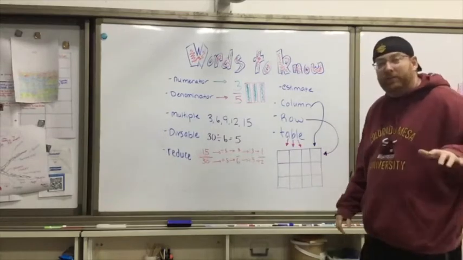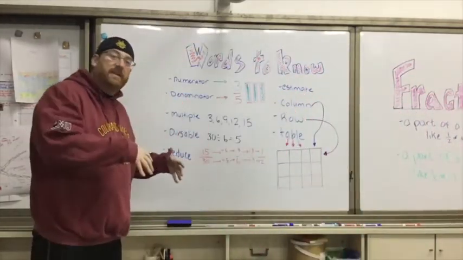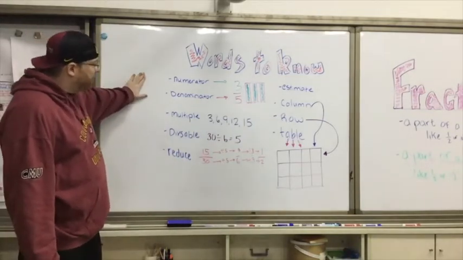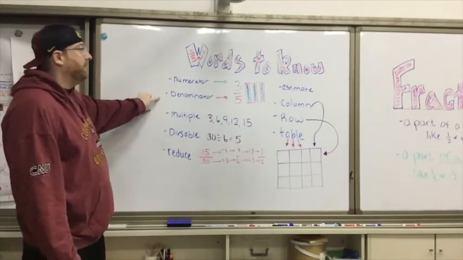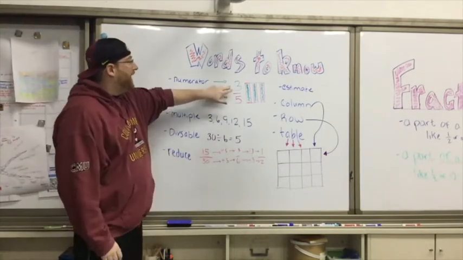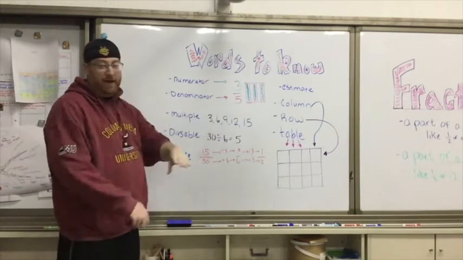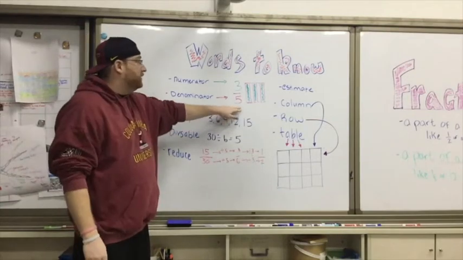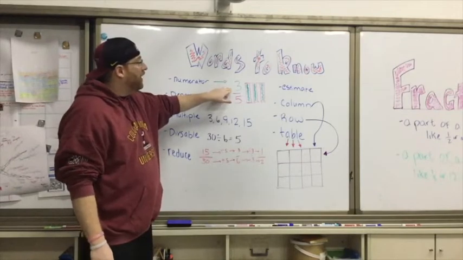A couple of very important words that I want you to know in order to explain your thinking in this type of math are right here. The first one has to do with the fraction itself: numerator and denominator. The numerator is the top number of a fraction, and the denominator is the bottom number of a fraction. You can also think about it as the denominator is the total number of pieces, and the numerator is the pieces you are talking about.